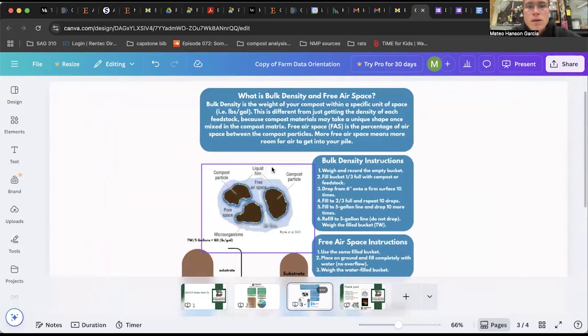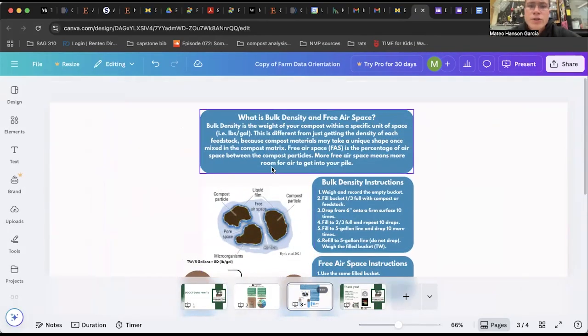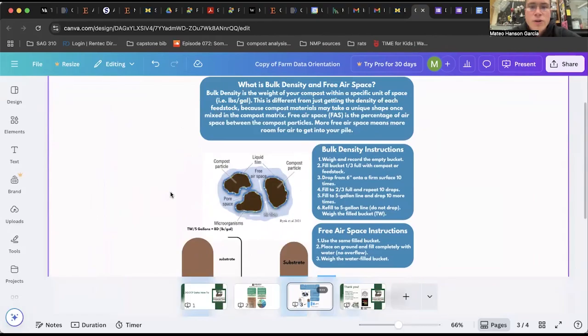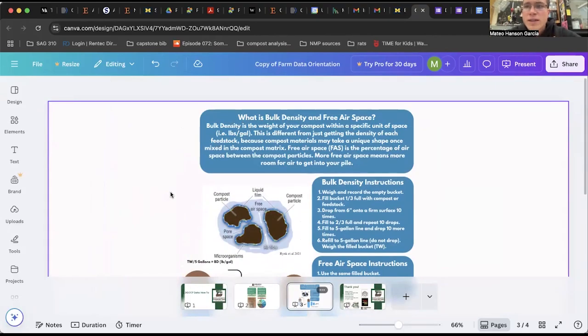Lastly, we get to what is probably the most complex data collection method that we're going to talk about, and that is bulk density and free airspace. And so what is bulk density? It is the weight of compost within a specific unit of space.